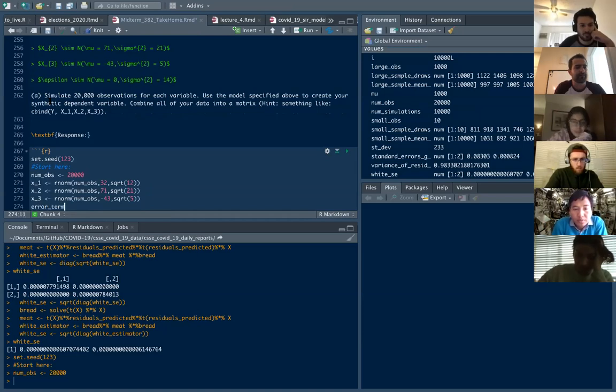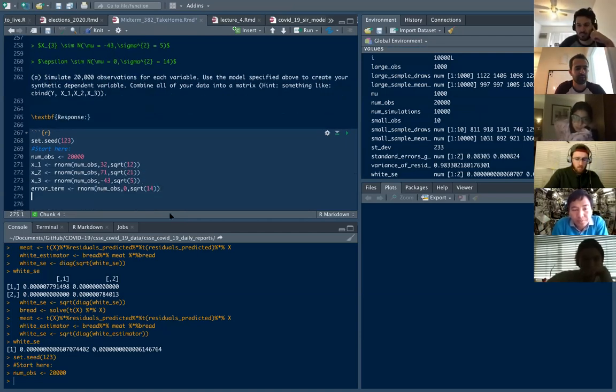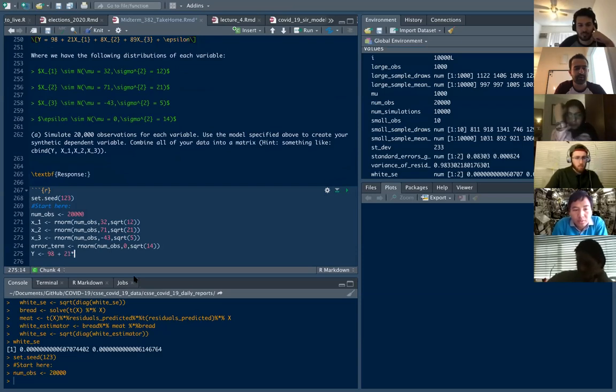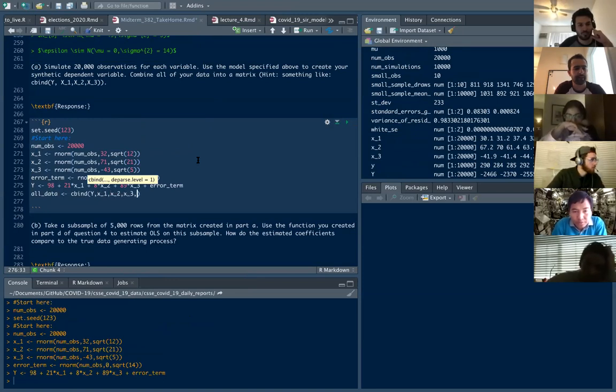And our error term, the additional noise we're going to tack on, is also draws from a random normal distribution with a mean of 0 and a standard deviation of the square root of 14. Our y data then is 98 plus 21 times x1 plus 8 times x2 plus 89 times x3 plus the error term. The question then asks you to combine all of your data into a matrix. So all data is going to be cbind of y, x1, x2, x3.